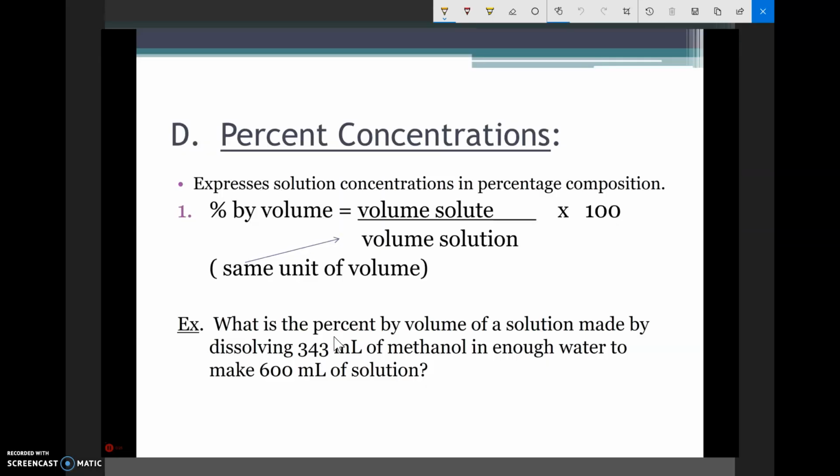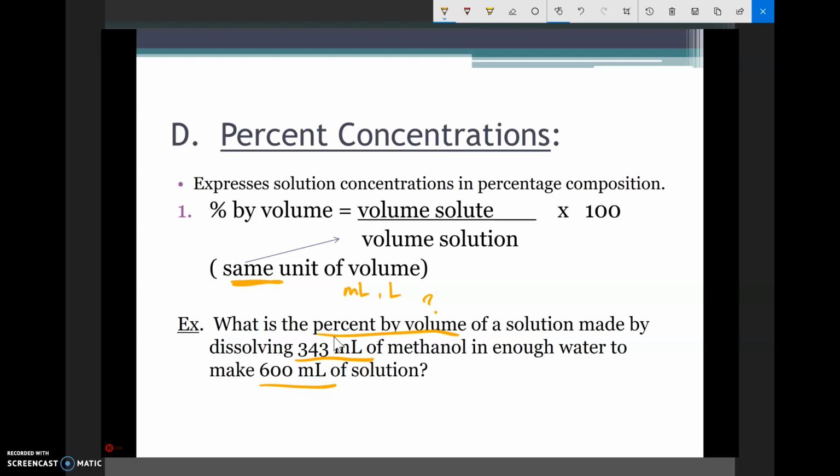And the only thing you need to worry about on this equation is that you have the same unit of volume. So again, it doesn't matter if you're in milliliters or in liters, it just has to be the same unit so that your units cancel. So here's your question. What is the percent by volume, so there's your unknown, of a solution made by dissolving 343 milliliters of methanol in enough water to make 600 milliliters of solution?